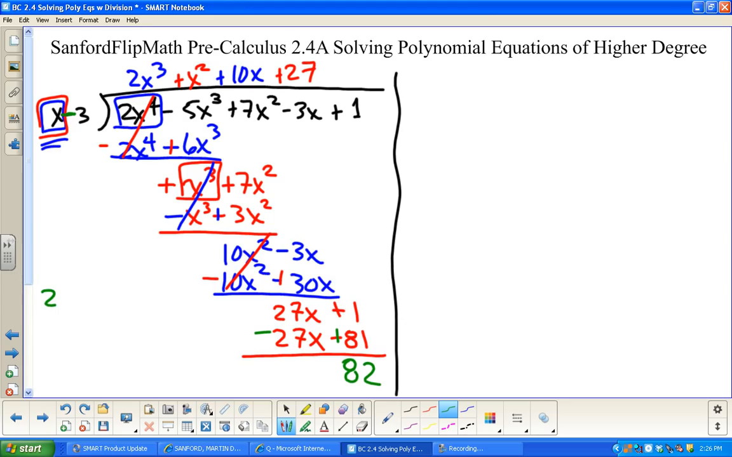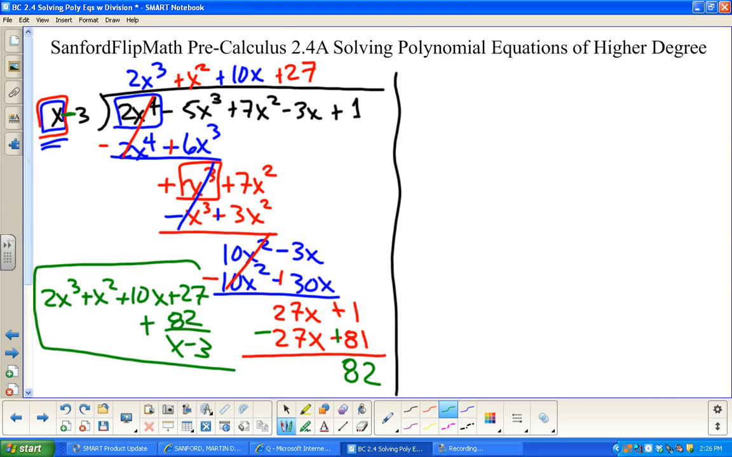Okay, so this is 2x cubed plus x squared plus 10x plus 27 plus, don't forget the plus sign, 82 over x minus 3. If that would have been a negative remainder, you could have said minus instead of plus.